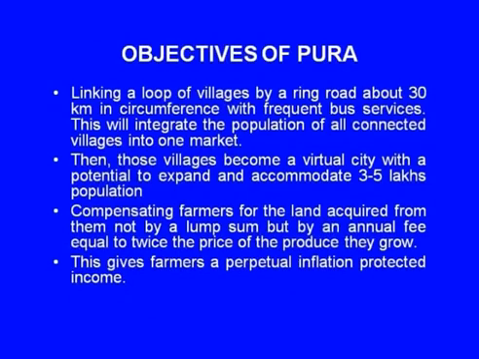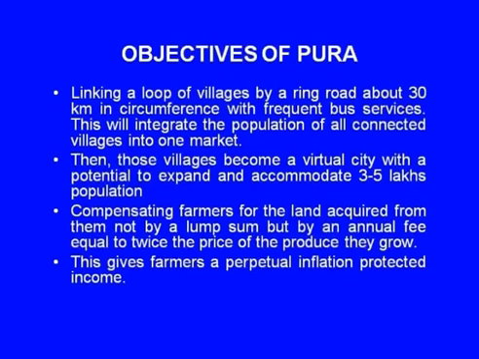The objectives of PURA can be enumerated as linking a loop of villages by a ring road about 30 kilometers in circumference with frequent bus services. This will integrate the population of all connected villages into one market, and then those villages become virtual cities with the potential to expand and accommodate 3 to 5 lakhs of population.